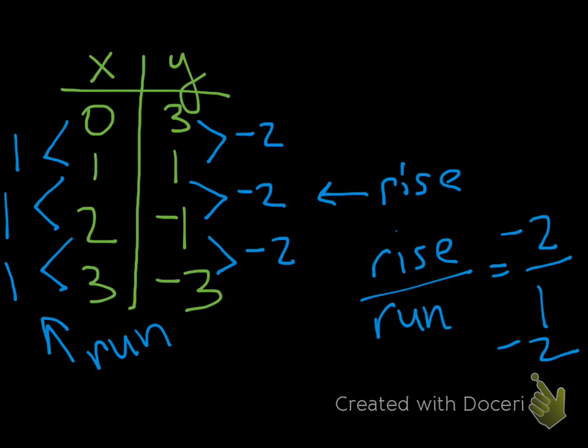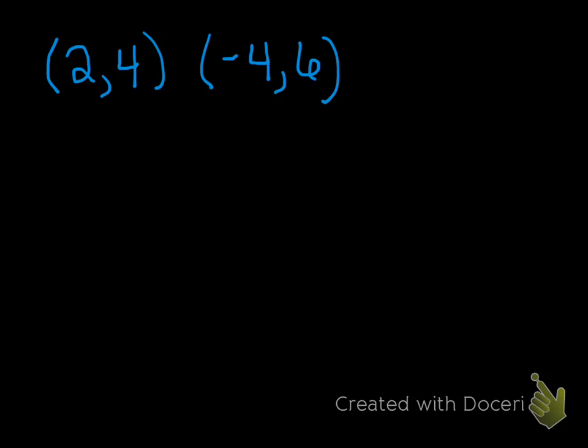Alright, so we've got graphs and we have tables. So now we're going to kick it up a notch, and instead of putting it in that organized fashion, okay, I'm just going to give you 2 points. So I'm going to give you 2 random points. So let's say we're going to get 2, 4, and -4, 6. Alright, so we have our 2 points.